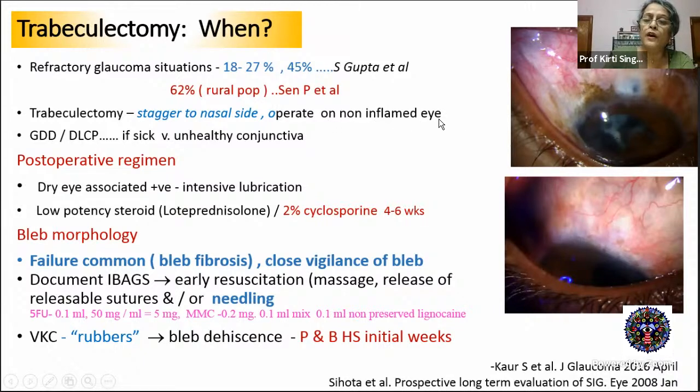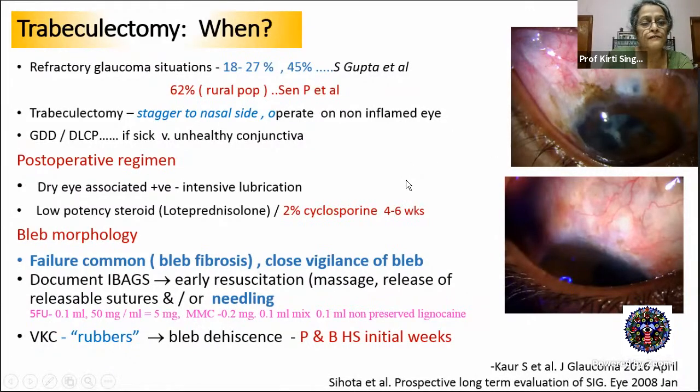Try to operate on a non-inflamed eye, because if you operate on an inflamed eye, the trab is more liable to fail. Remember, in these children, especially VKC children, the conjunctiva is unhealthy. It's a sick conjunctiva. And for glaucomatologists, we know that for a trab to succeed, we need a healthy conjunctiva. So wherever possible, try to make the conjunctiva healthy by lubricants, replacing the steroids with non-steroidal anti-inflammatory agents, and then operating on a quiet eye.